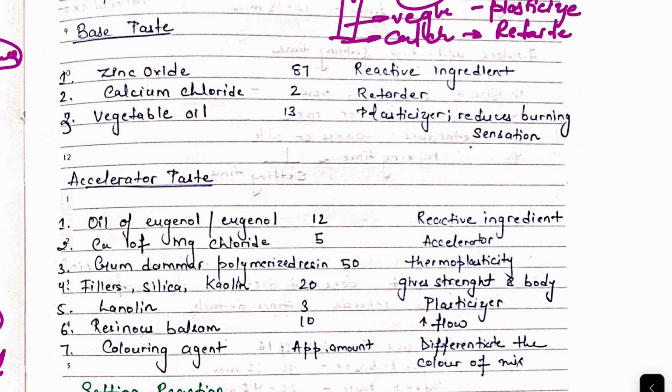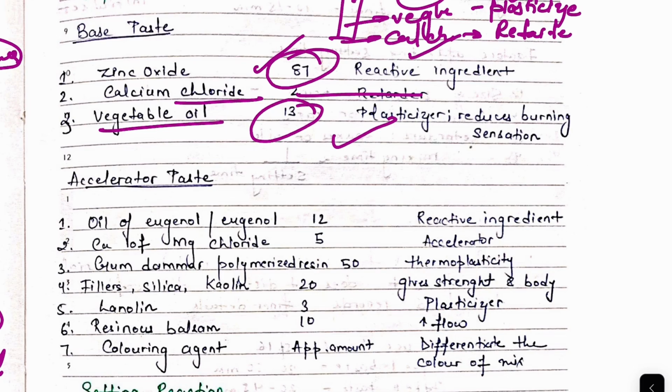Okay, so we have ZnO, which is 87%. So this also forms the major bulk. Then we always have a plasticizer. So remember, we have vegetable oil as the plasticizer, and then we have a retarder, that is calcium chloride.